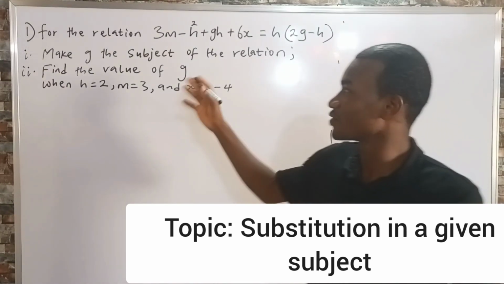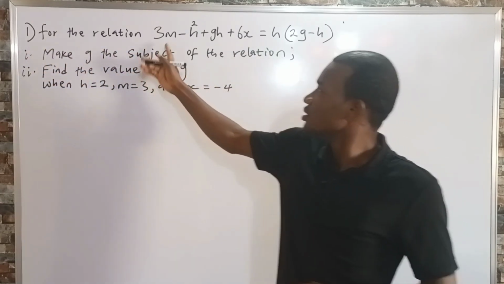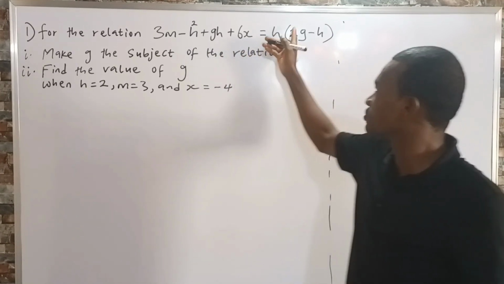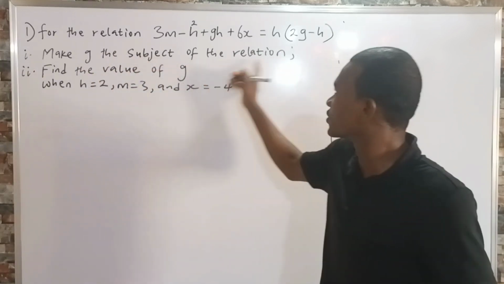In this video, I'm going to solve this given problem we have on the board. Let's read out the question. The question says for the relation 3m minus h squared plus gh plus 6x, and that is equal to h in bracket 2g minus h. The first part of the question, we are asked to make g the subject of this given relation.